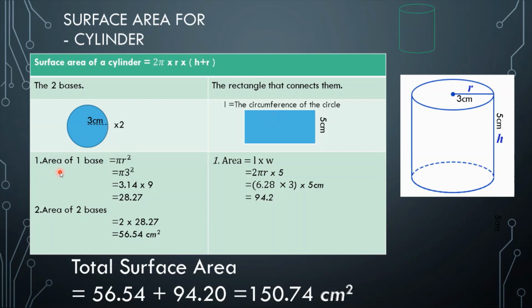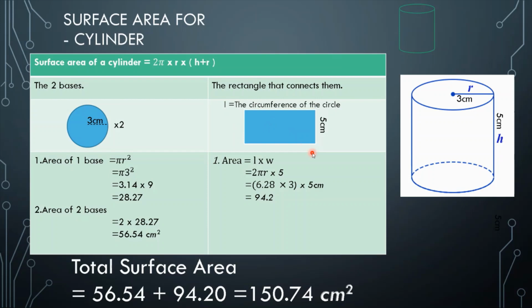So the area of one base is pi r squared, which is pi times 3 squared, which is 3.14 times 9, which is 28.27. So there are 2 bases, one on top and one on the bottom, which is 2 times 28.27, which is 56.54.